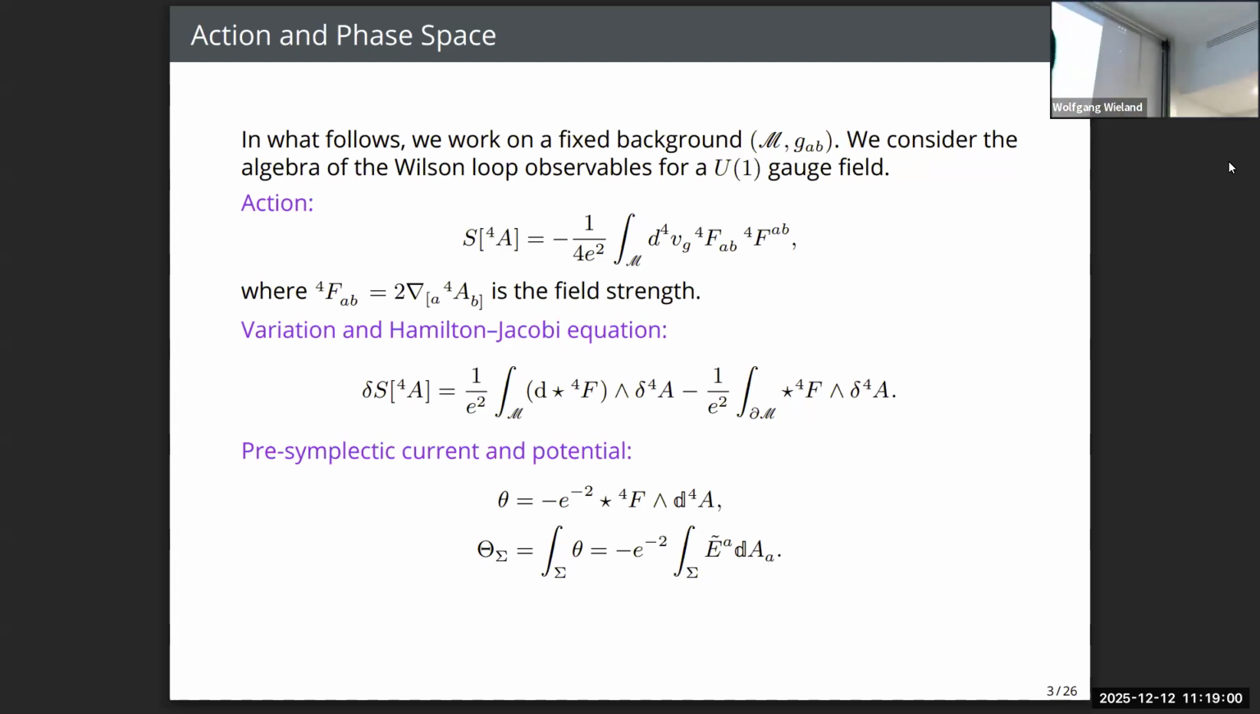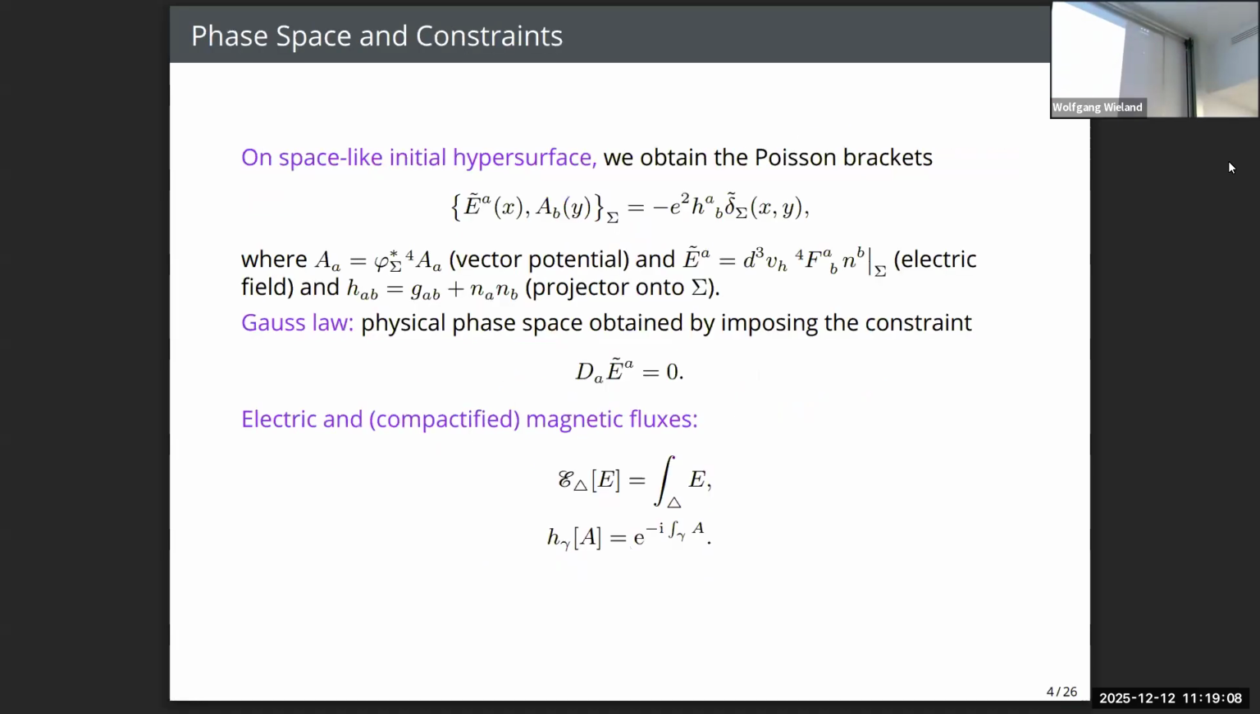Now if we evaluate this on a spacelike hypersurface, so we take the integral of this current over a spacelike hypersurface, we get the familiar thing. The Poisson brackets tell us on sigma that the electric field, which is a densitized 3-vector on sigma, is canonically conjugate to the vector potential, and h_ab here is the projector onto sigma. This is a kinematical phase space, so there is a constraint. In the case of electromagnetism, there's only one constraint, namely that the electric field is divergence free.